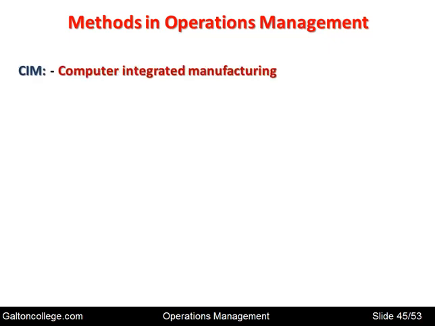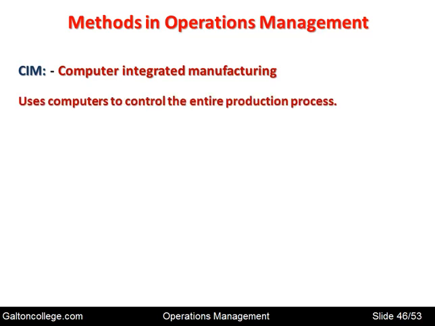Integrated manufacturing, computer integrated manufacturing. This is using computers to control the entire production process. Many companies may have computers controlling particular parts of the production process. For example, some drilling machines or milling machines may be operated by computers who know exactly what the tolerances are and where to make the cuts and where to process the materials.